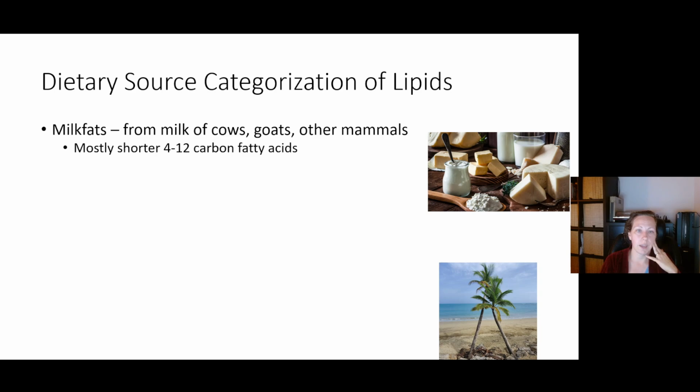Most of these fatty acids are shorter, 4 to 12 carbon fatty acids. For example, one of those is butyric acid, and kind of like trivia, but the word butyric comes from the Latin butyrum, which means butter. So there's butyric acid and butter. And this particular fatty acid, butyric acid, when it's by itself, it smells really lovely, like rancid butter or like smelly socks.